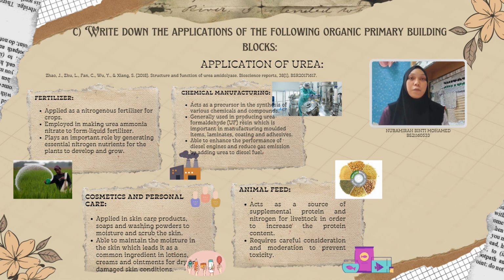Next, applications of urea: it is usually used in fertilizer, cosmetics and personal care, animal feed, and also chemical manufacturing. For fertilizer, it is usually applied as a nitrogenous fertilizer for crops, usually employed in making urea ammonium nitrate to form liquid fertilizer. It plays an important role by supplying essential nitrogen nutrients for plants to develop and grow.